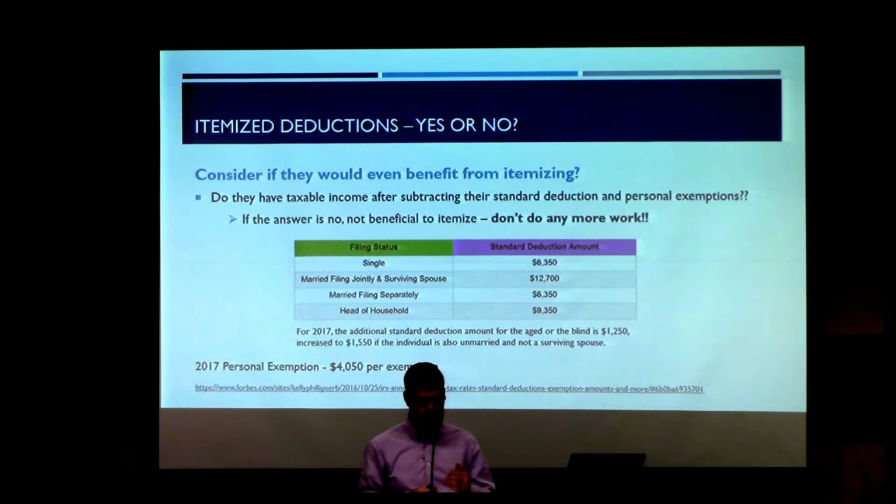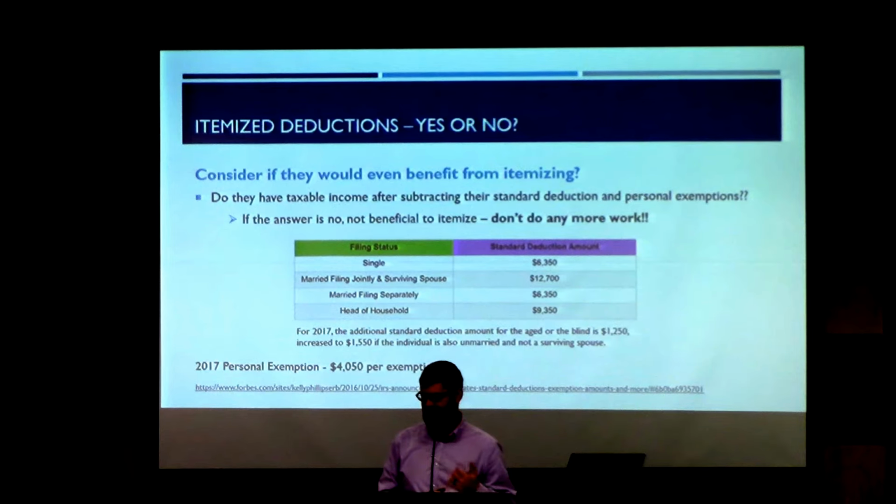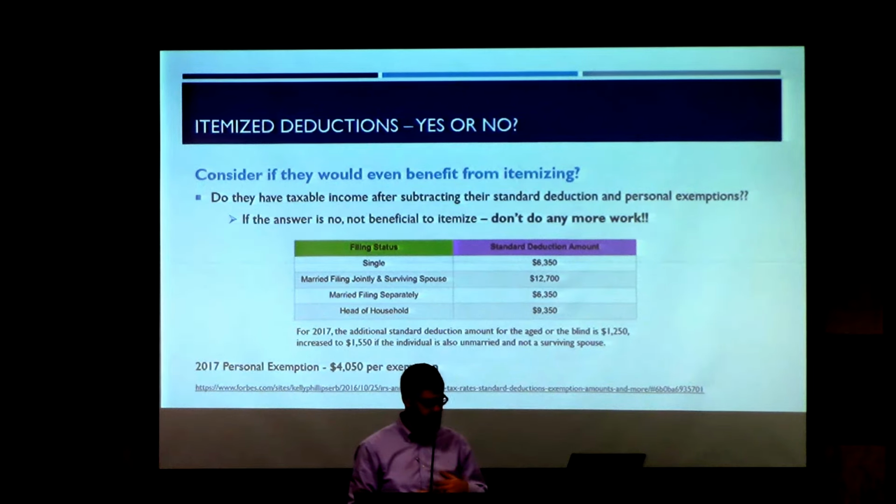The second thing: if the AGI is more than the standard deduction plus the exemptions, we then need to look at whether they have enough qualifying items to itemize. Again, for a married couple, you have to have more than $12,700 of things to itemize, which we're not going to see a lot of at VITA. We will talk about what qualifies and what doesn't qualify later on.